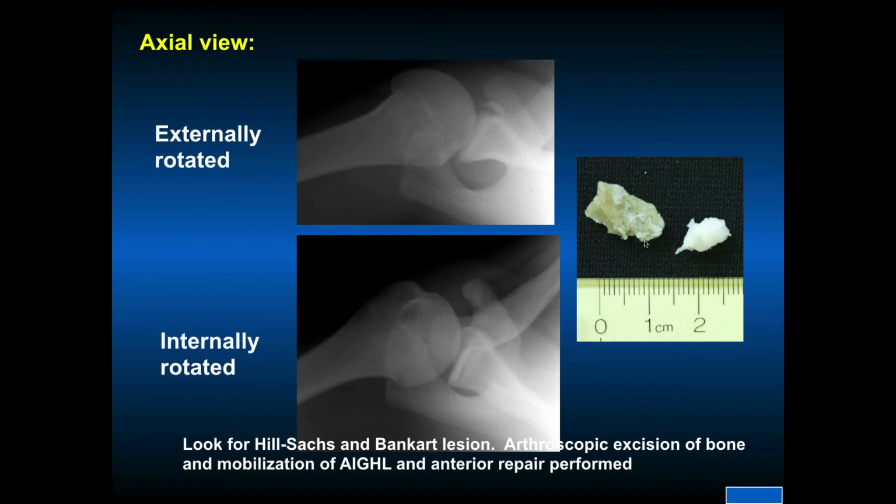This is what the Bankart fragments looked like. The anterior lip of the glenoid, the bone itself, looked like this, and this was from a chronic anterior instability. So look for the Bankart lesion on the axial view.